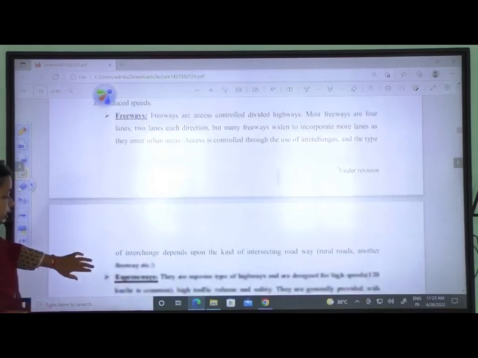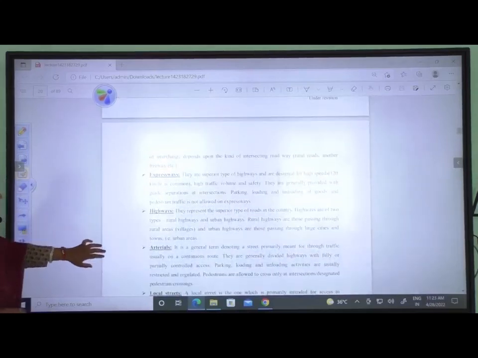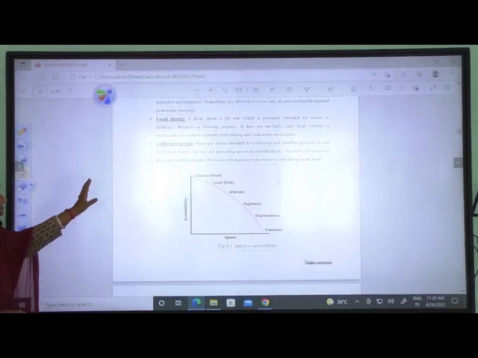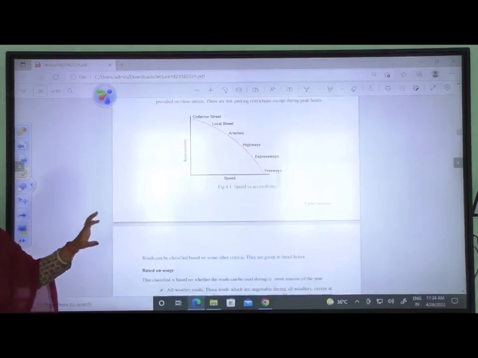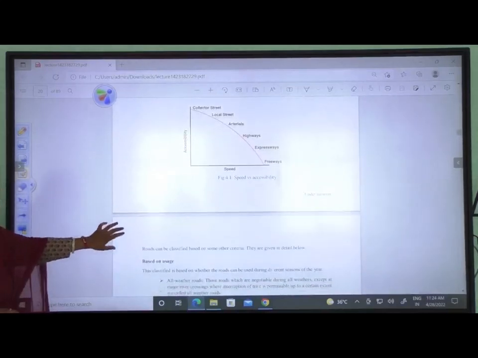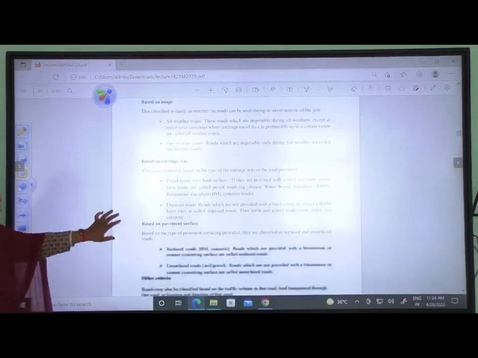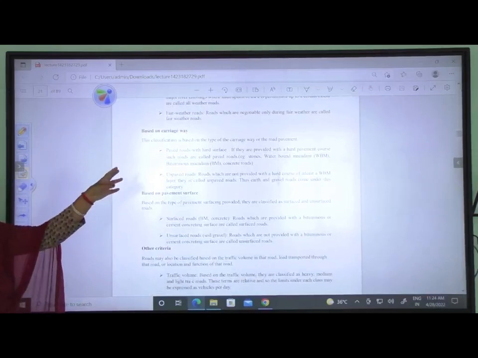So next thing is expressway, highway, arterials, local streets, collector streets. These are various types of streets for which different types of design are carried out. Based on carriageway, we also recommend some classification.